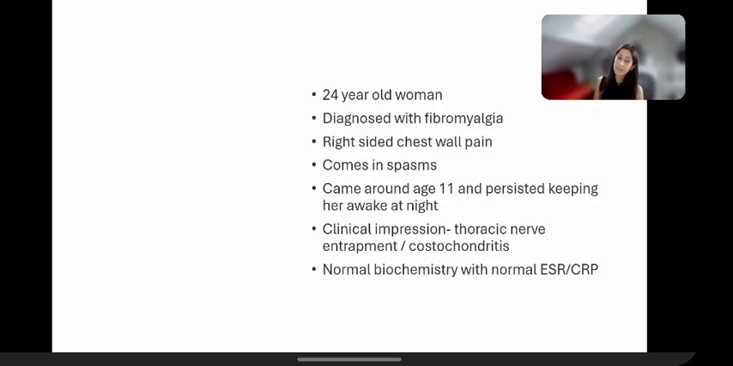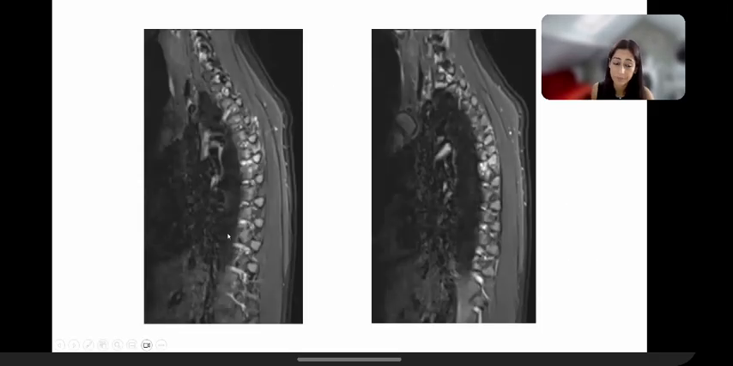Now, this other case, our second case, was a 24-year-old woman who had fibromyalgia and came with right-sided chest wall pain. And she had a really long history. She said that the pain had been there for 10 years or more. Clinically, the impression was costochondritis or thoracic nerve entrapment, and the biochemistry was completely normal.